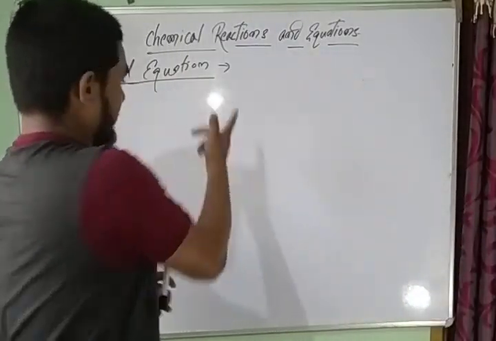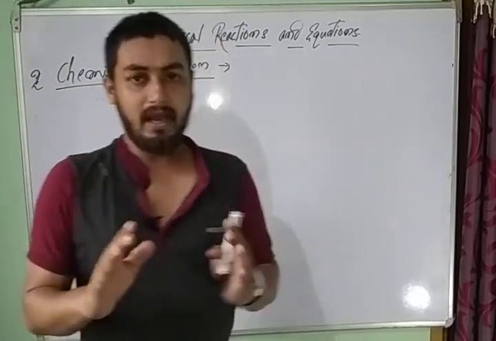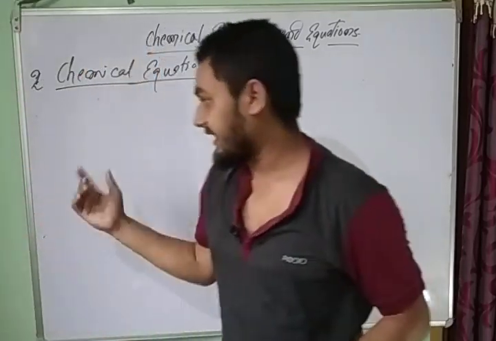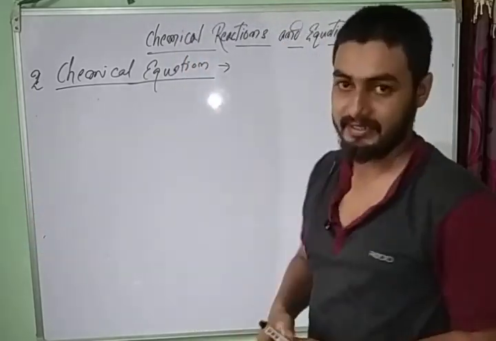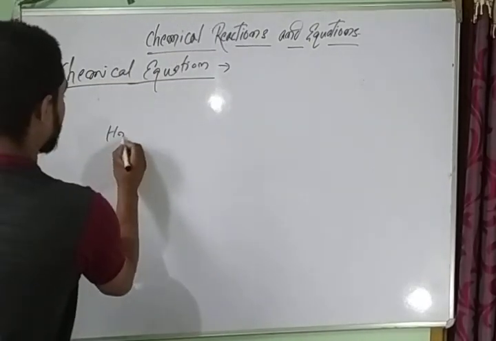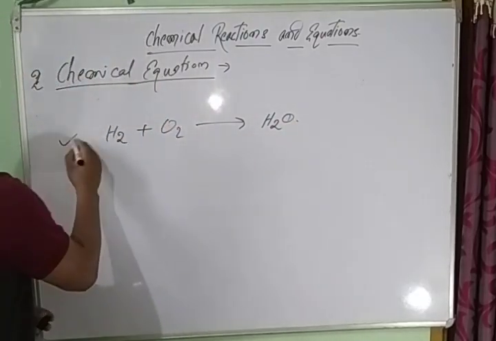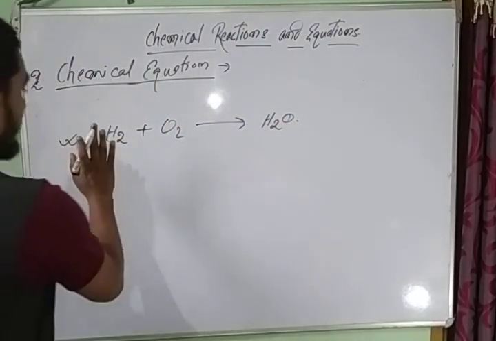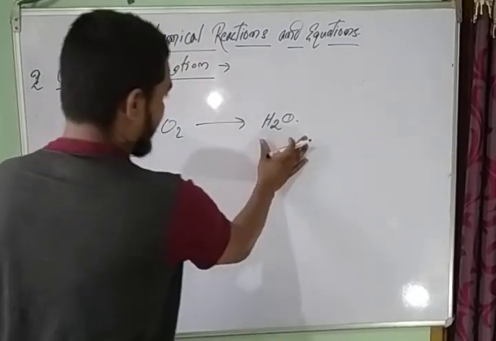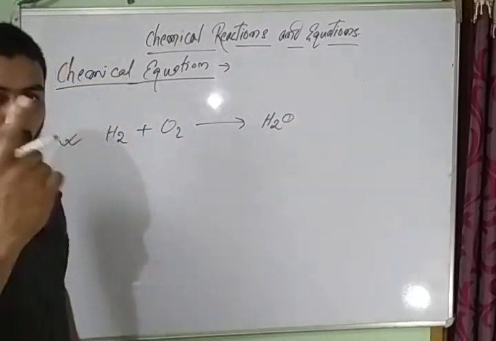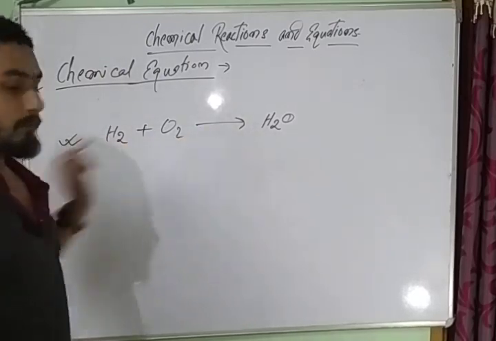So again coming to the chemical equation. In some cases you will find that the number of atoms in the reactant is not equal to the number of atoms in the product side. For example, H2 plus O2 produces H2O. In this equation, 2 hydrogen atoms and 2 oxygen atoms combine to form water molecules, but in a water molecule only 1 oxygen is there. That means 1 oxygen has disappeared from this process, right?